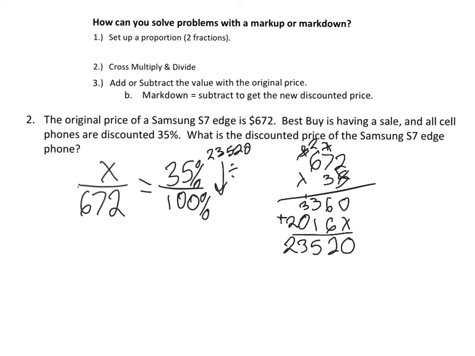And all we do when we divide by 100 is just to move that decimal 2 times to the left. So we start it in the normal spot, go 1 and a 2. So we get 235.20.